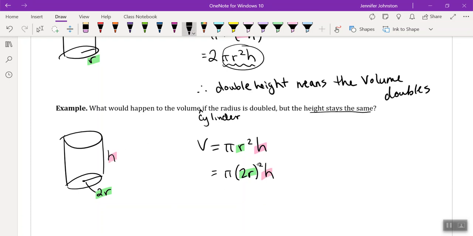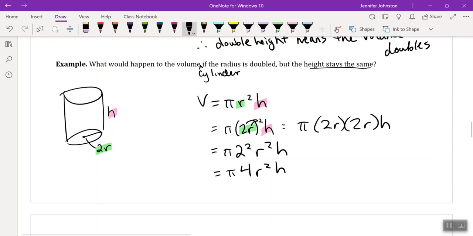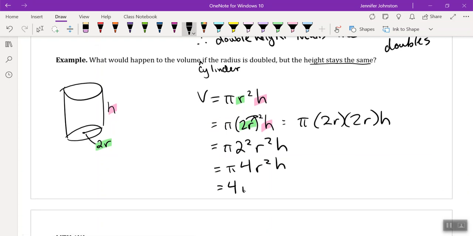Right? And then this is something we did last unit, 2 units ago. We bring that 2 into the expression, because really what's happening here, we have pi times 2 copies of 2r. We get 2 squared r squared h, which is 4r squared h. Let's bring that number 4 up to the front, and we get, hey, that's the volume of a cylinder right there. So how many times bigger is it?